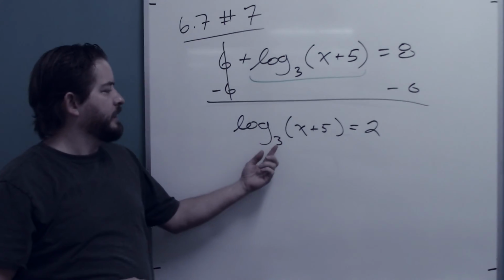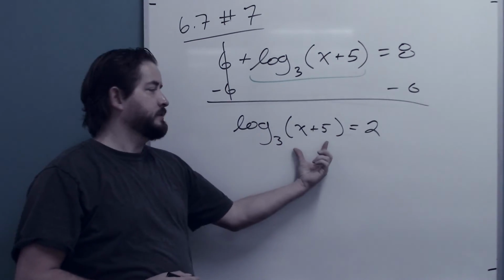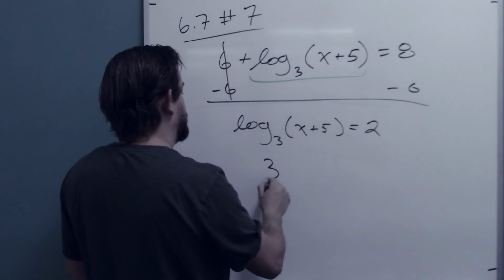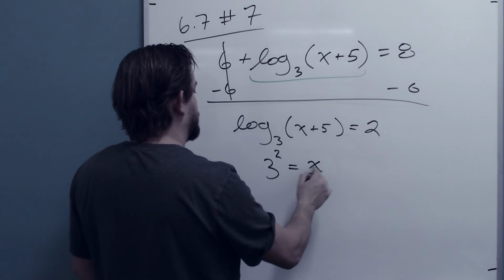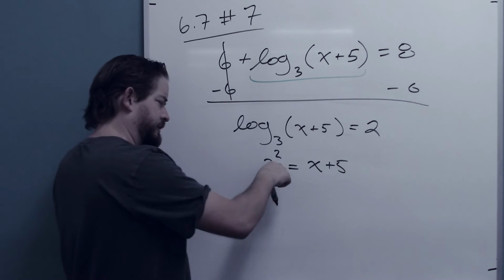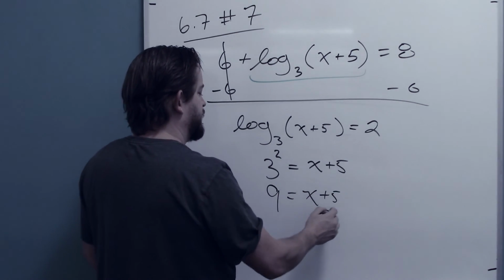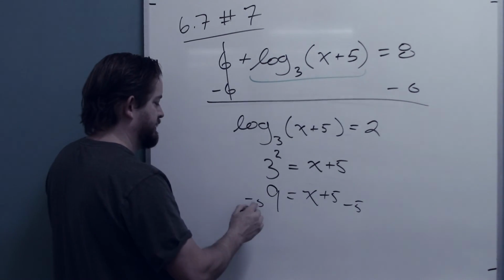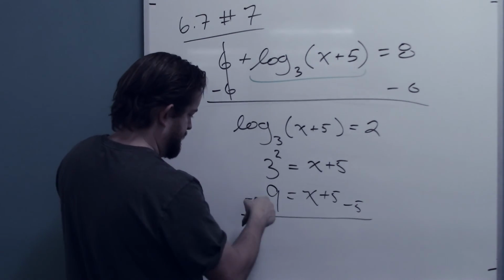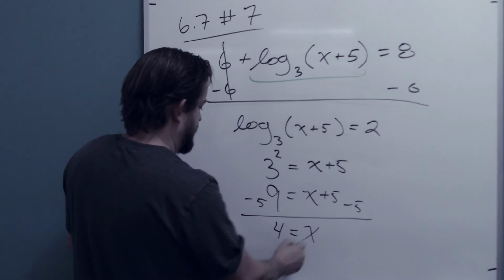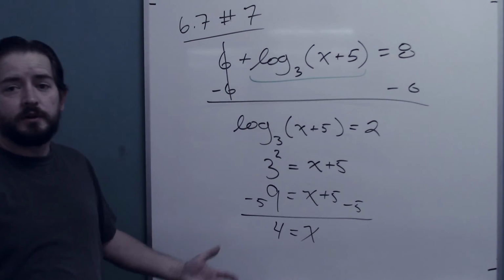And now I can rewrite it as an exponential. 3 to the 2 equals x plus 5. The 3 to the 2 is 9, so I get 9 equals x plus 5. And if I subtract 5 from both sides, then I get 4 equals x, x equals 4, and I'm done.